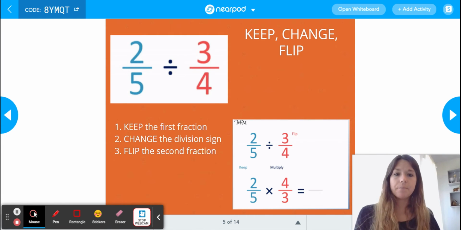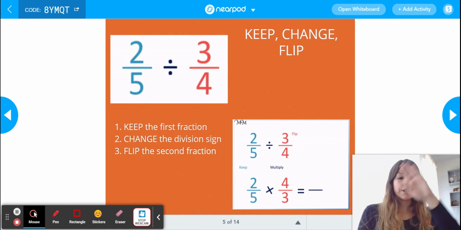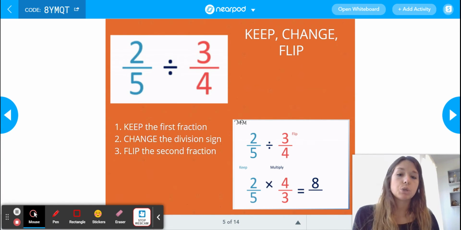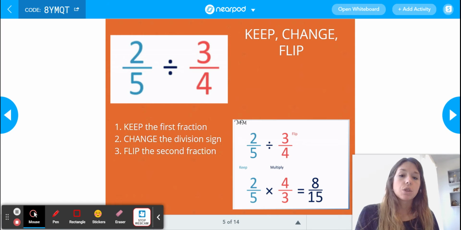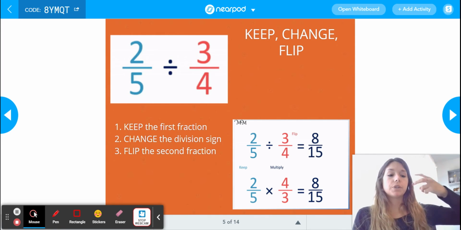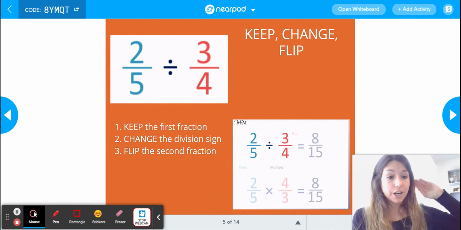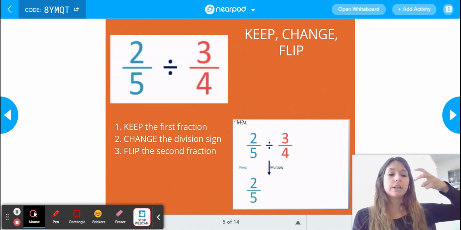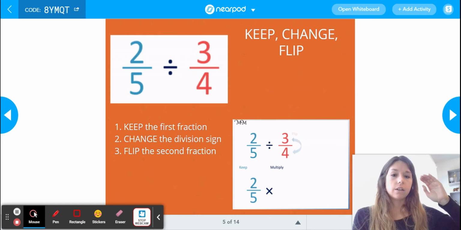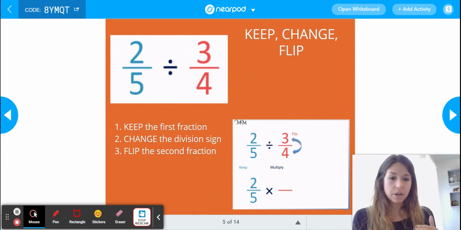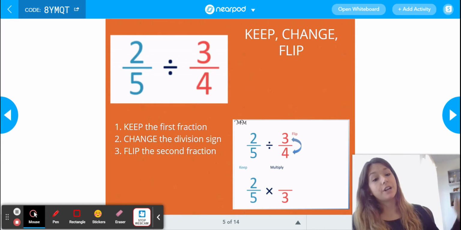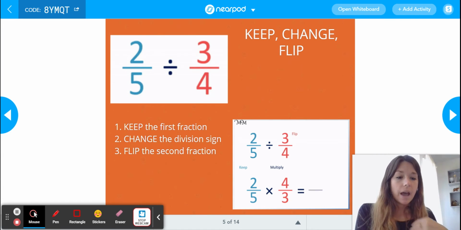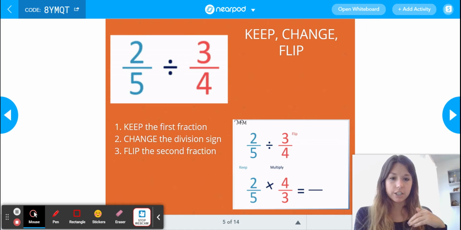And the last step is flip. So the last fraction, the second fraction we have is 3/4. So we're going to take 3/4 and we're going to flip it. So our numerator is 3, our denominator is 4, and we're going to completely flip it. So we're going to take the numerator, put it at the denominator, take the denominator, put it at the numerator. So instead of 3/4, we now have 4/3.